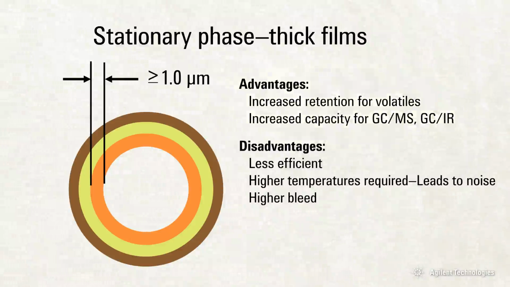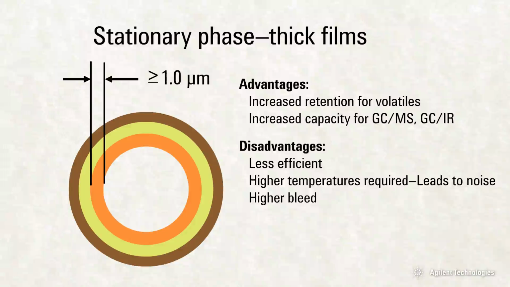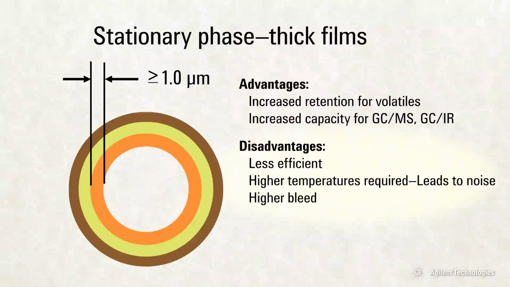Thicker films are otherwise undesirable because they lead to lower column efficiencies and tend to bleed more. Column bleed usually results in a rising detector baseline during the oven temperature program and can introduce background noise and interference into the detector, decreasing signal to noise.